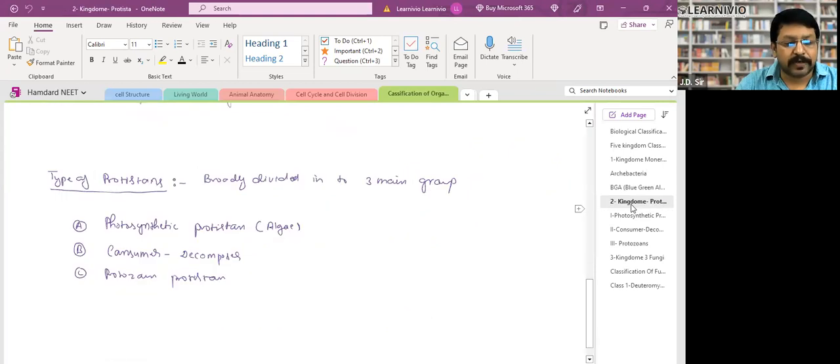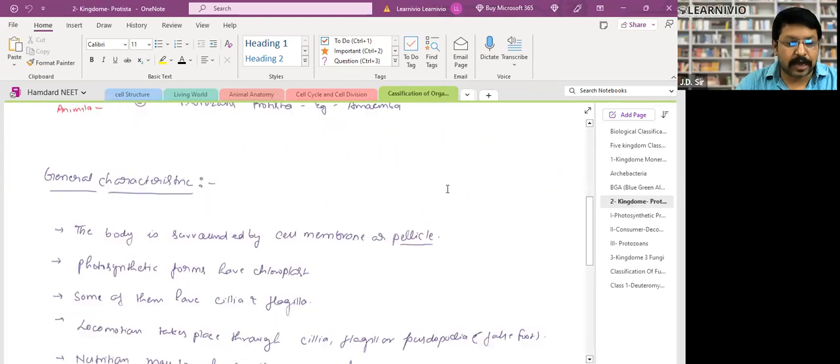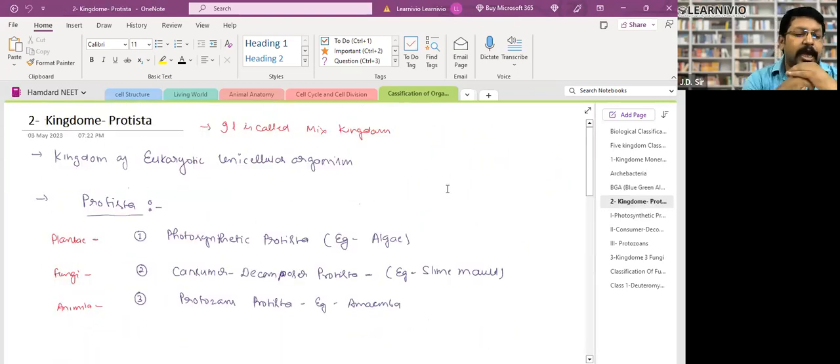Then I started with the kingdom I am teaching right now, the kingdom Protista. In kingdom Monera, we have just kept the prokaryotic organisms, right? In kingdom Protista, we have taken the unicellular eukaryotic organisms, right? So kingdom Protista is called the mixed kingdom.